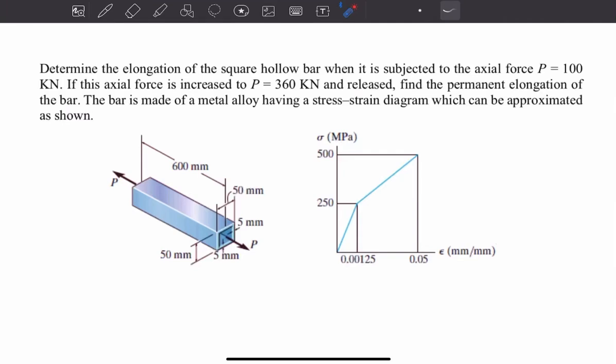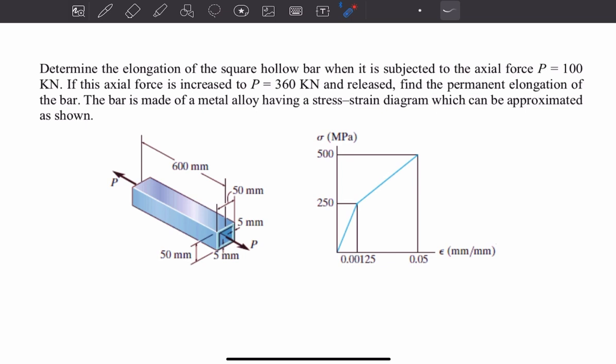Okay, welcome to the fifth example in the chapter of strain. The question reads, determine the elongation of the square hollow bar when it is subjected to the axial force of 100 kilonewtons. If this axial force is increased to a value of 360 kilonewtons and released, find the permanent elongation of the bar.